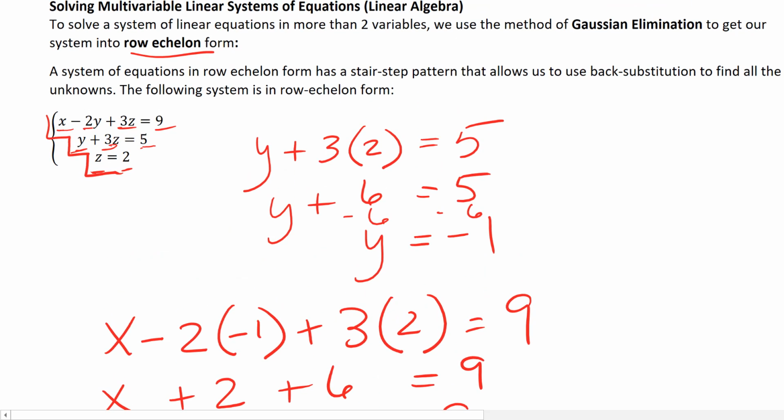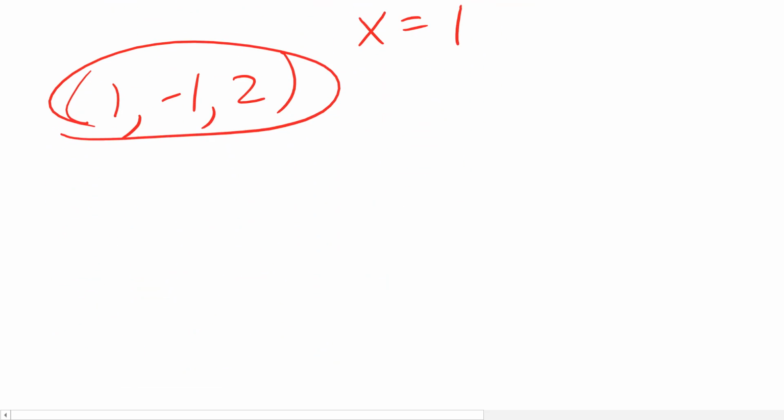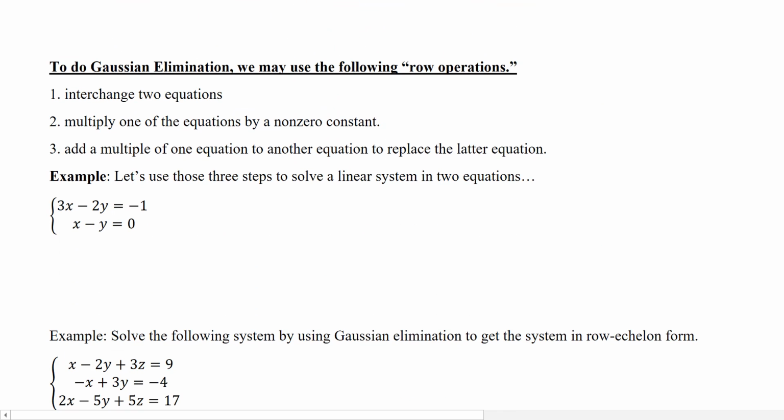So if you have your equations in this row echelon form, it helps you be able to find the solutions quickly. So Gaussian elimination allows you to use these rules, which are called elementary row operations. You can do any of these three things in order to get your system into row echelon form, into that stair-step form. You can interchange two equations. You can multiply one of the equations by a non-zero constant, and you can add a multiple of one equation to another equation to replace the latter equation.